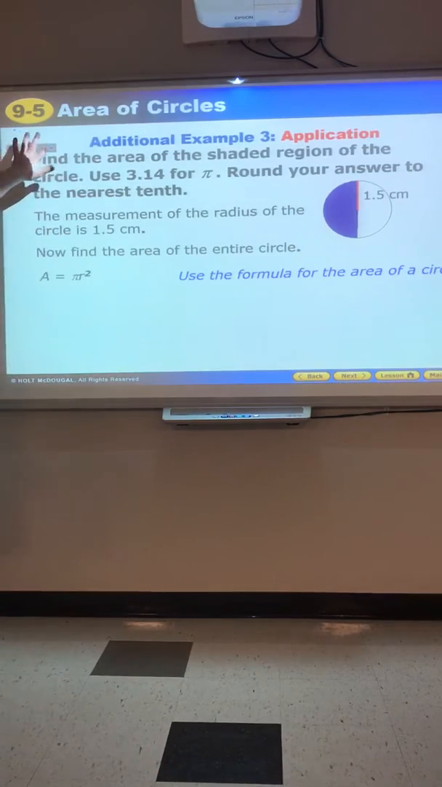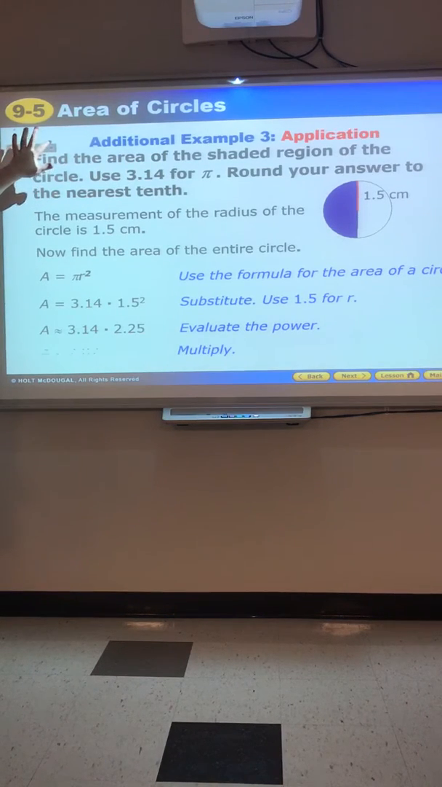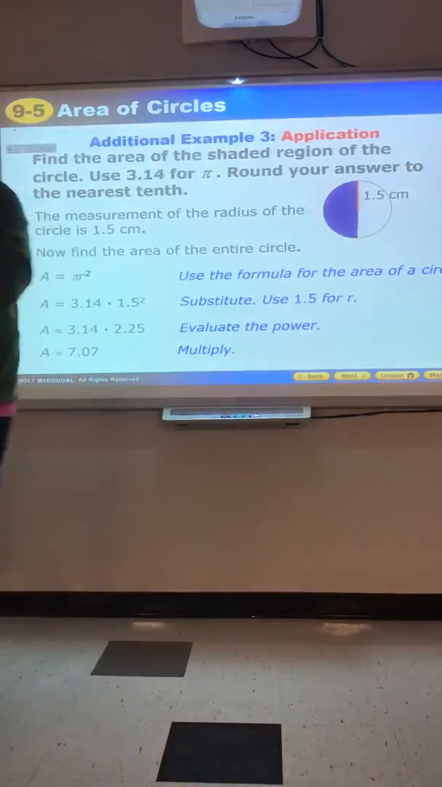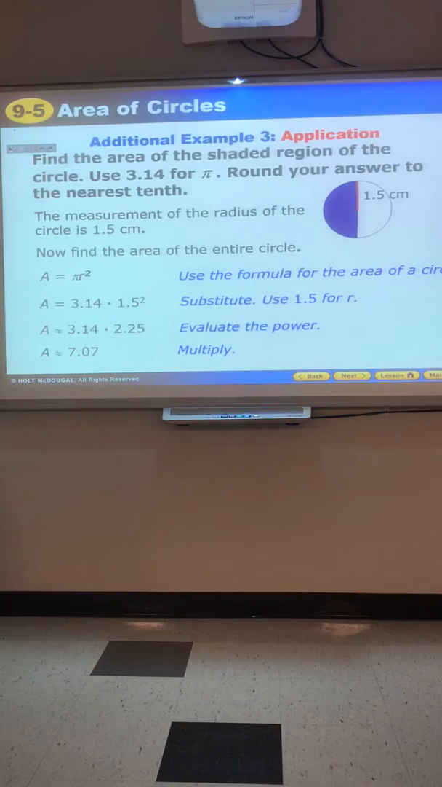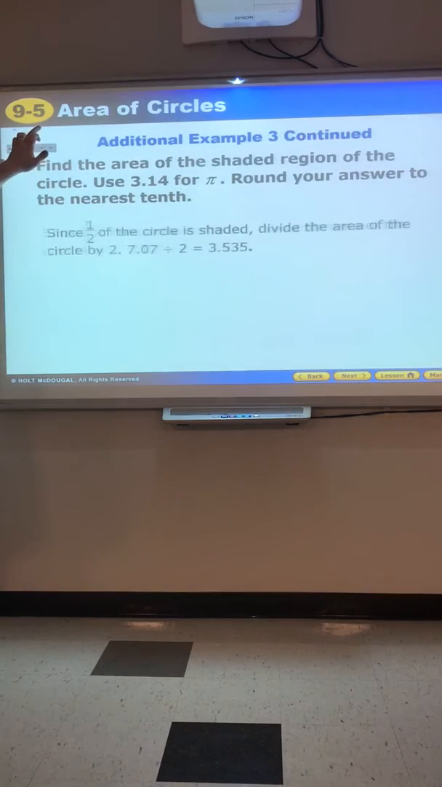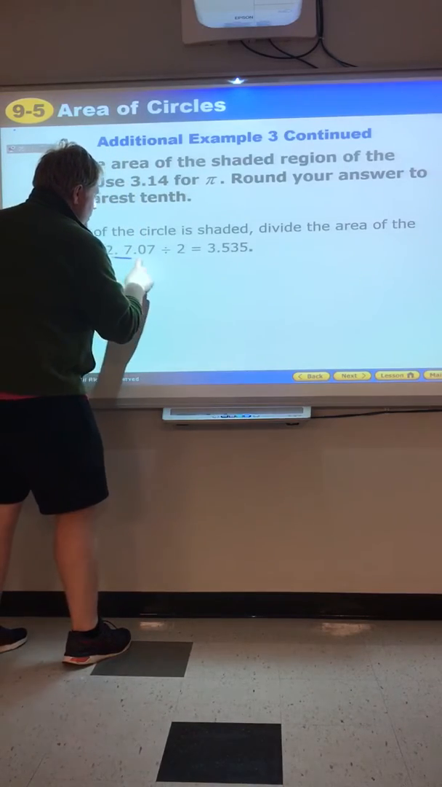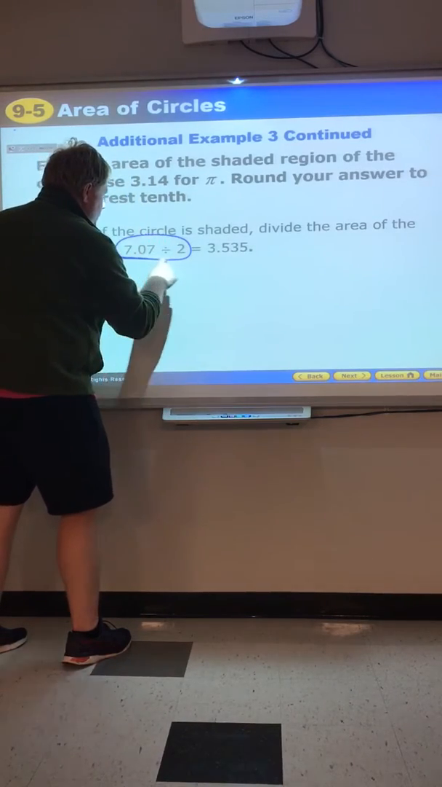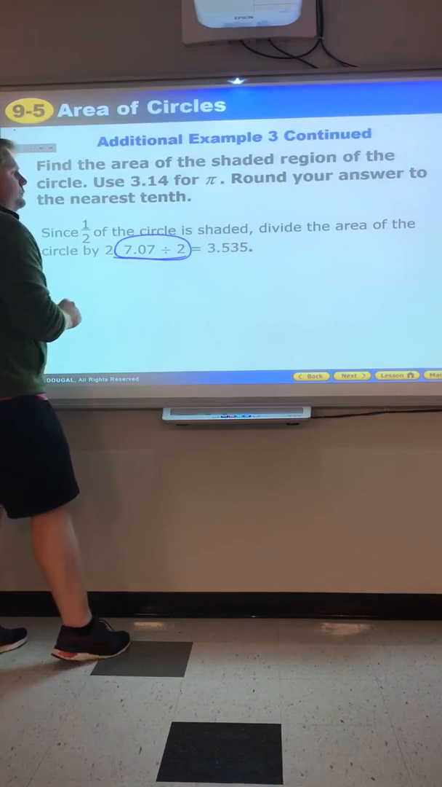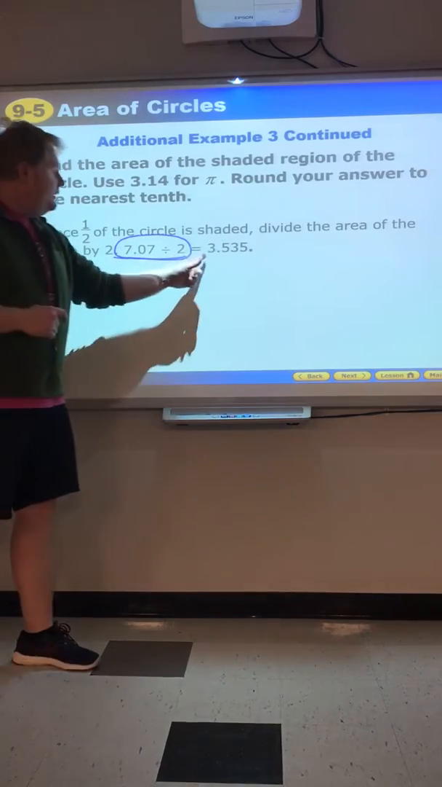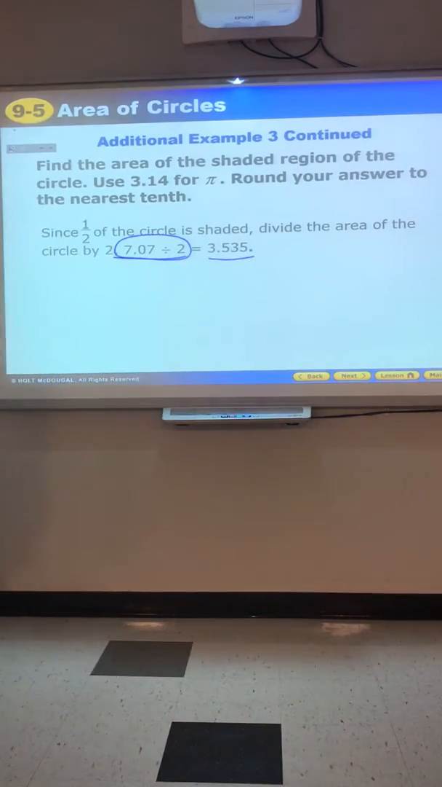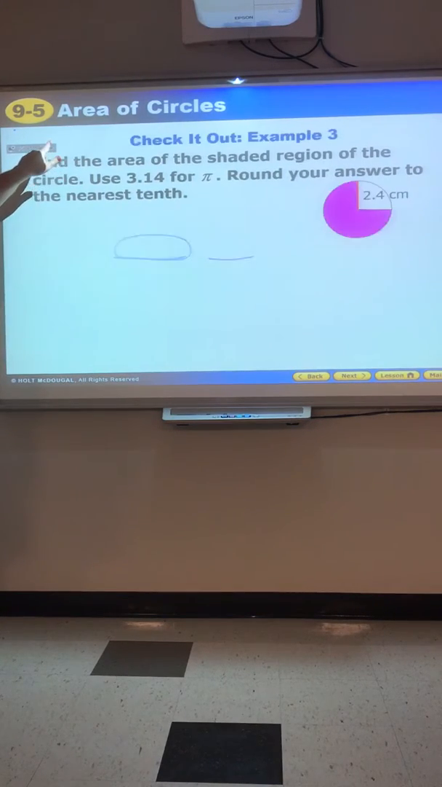Okay, we use our item. We get 1.5, we square it, we take it times 3.14. They got 7.07. That's the area of the whole thing. We're not done though, because we only want the shaded part. So we're going to take 7.07 and we're going to divide by 2 and we get 3.535. Alright, that's the shaded region.